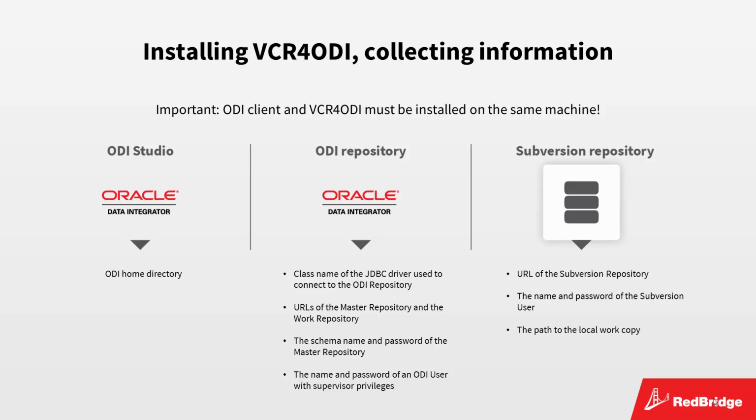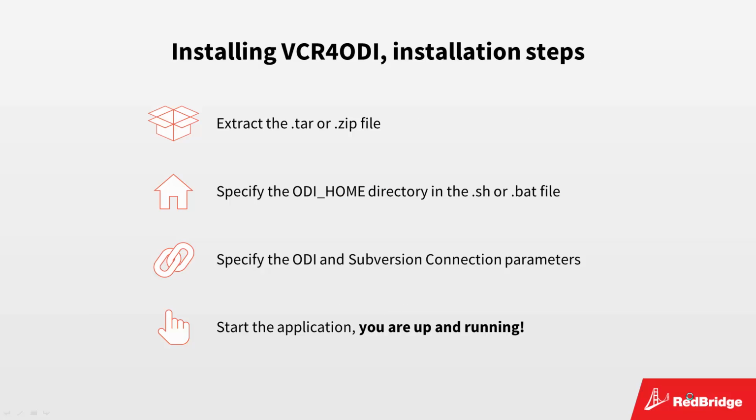Also important to know is that in order to run the VCR for ODI connector, ODI Studio, the client version of ODI, must be installed on the same workstation as the VCR for ODI client. The VCR for ODI connector runs under Linux and Windows. Depending on the version of ODI you are running, you need to install version 11 or 12. The installation process consists of a few short steps. First, you need to extract the tar or zip file depending on your operating system and specify the value of the ODI home parameter in the execution file. Next, you specify the different parameters to establish the connection with ODI and Subversion. Start your application and you're ready to go.